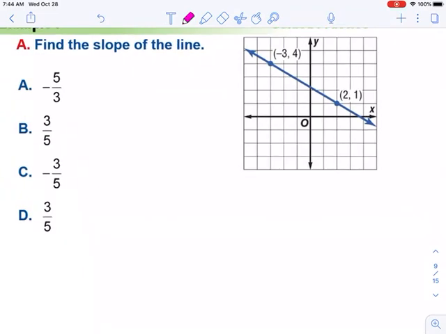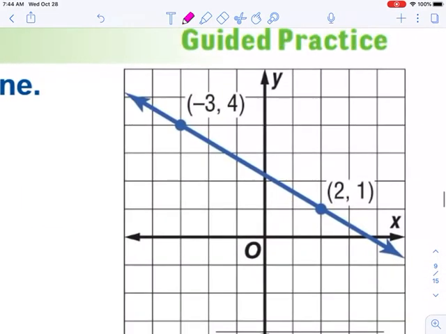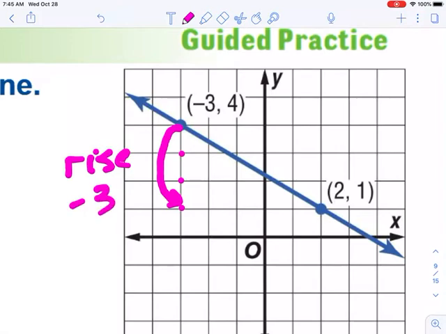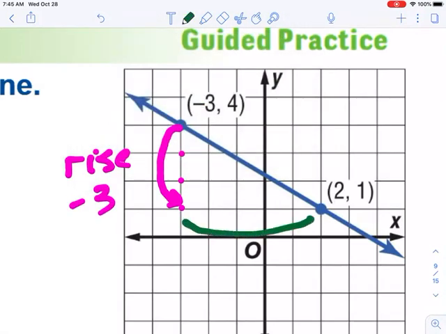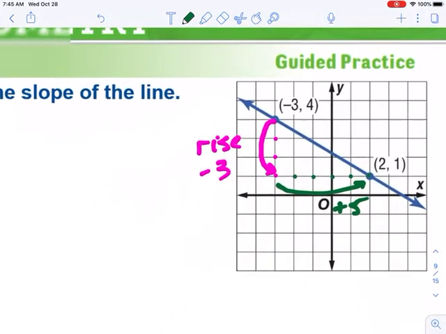Okay, find the slope of the line. Let's do some. We have a graph. Okay, having a graph, you can do the counting procedure, rise over run. The rise goes from here to here. You're going to count down 1, 2, 3. The rise is negative 3. The run goes this way from here to here. The run is 1, 2, 3, 4, 5. Positive 5. All right, rise over run.